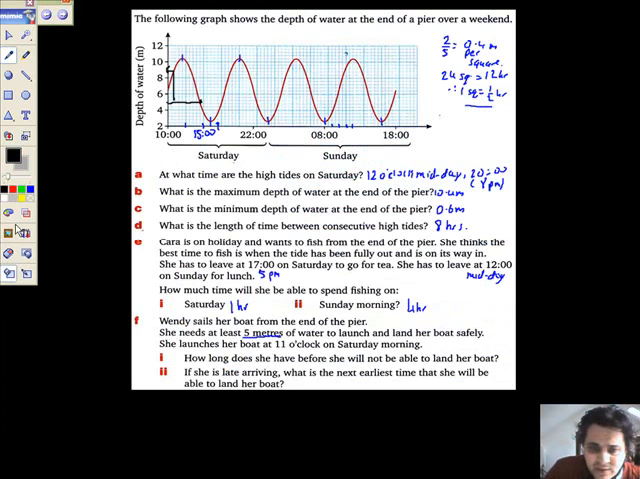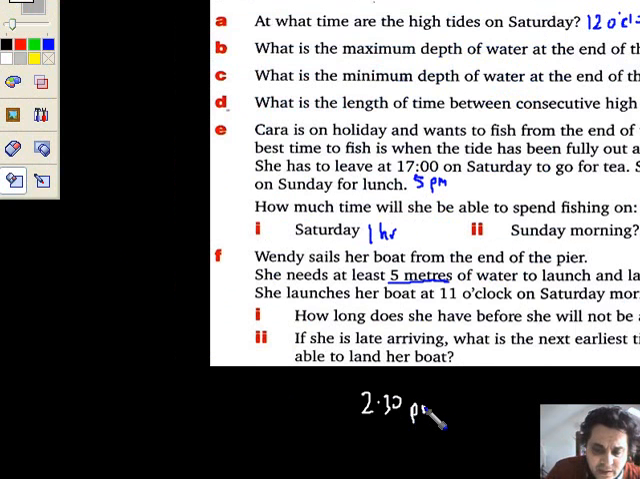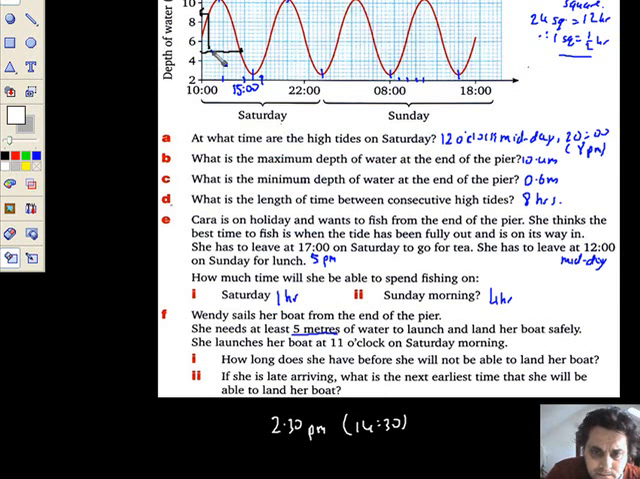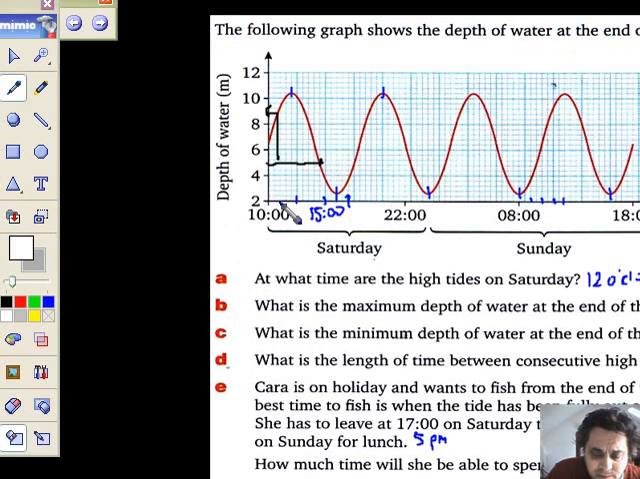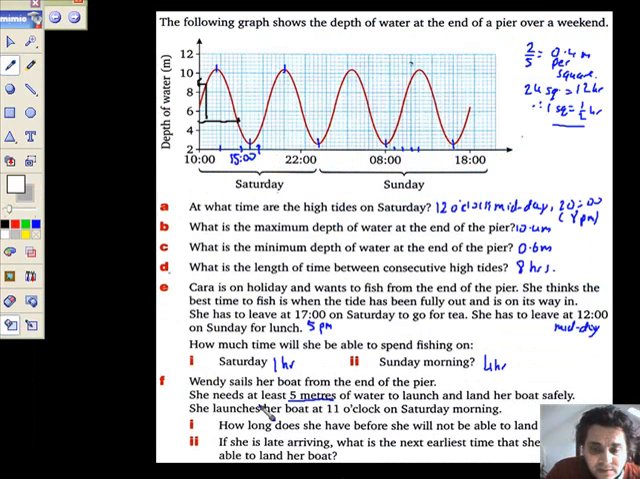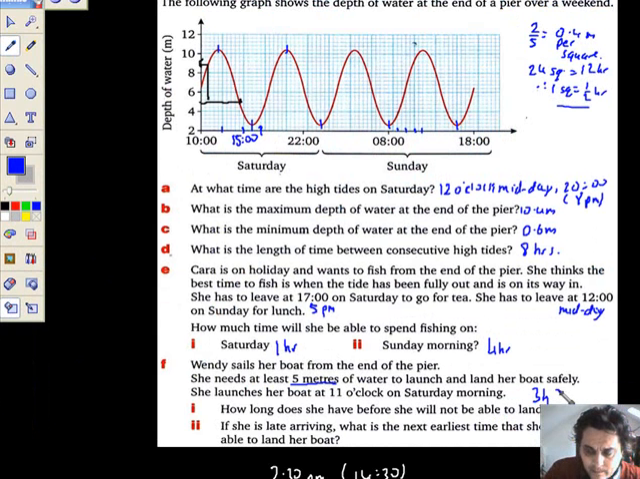Let me just write down 2:30 here in white so it stands out. So 2:30 in the afternoon, or in other words 14:30. So let's have a look. 11 o'clock to 2:30 is going to be 3 hours and 30 minutes. So I'm going to go with 3 hours 30 minutes. Right, so it's 3 hours 30 minutes. That was 3.5 hours.